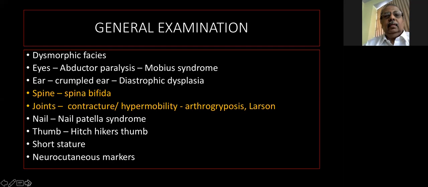In the joints, you look for contracture of the joints, as in the case of arthrogryposis, or hypermobility of the joints, as in the case of Larsen syndrome. Then in the nails, some cases of nail patella syndrome may have clubfoot, so you look at the nails also. In the thumb, the classical feature is the hitchhiker's thumb that is seen in diastrophic dwarfism, the short stature, and all the neurocutaneous markers, all these are important.